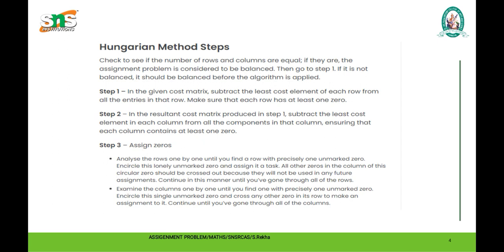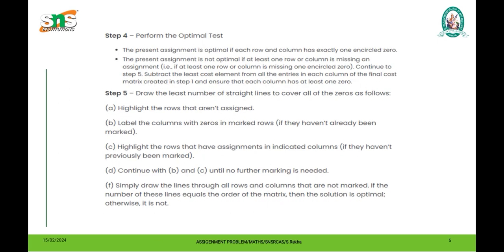Equal means a balanced problem. So we have to subtract the least cost on each row from all the entries in that row, and each row should have at least one zero to be assigned. If it is not assigned, the problem is not optimal, and then we go to the next column or cancel the rows. We check the assigning rows, analyze the rows one by one, and check the unmarked zeros as well as the assigned task, and after allocating each zero in each row, finally we can find the assignment schedule as well as the assignment cost.